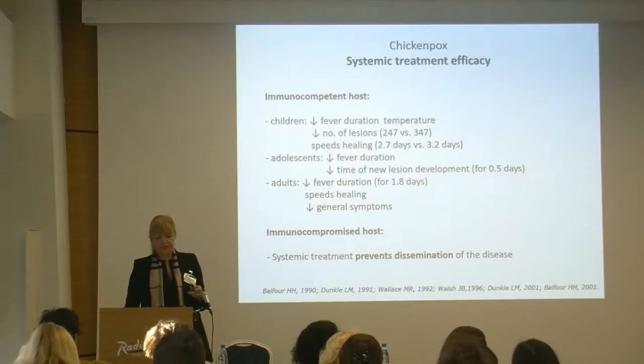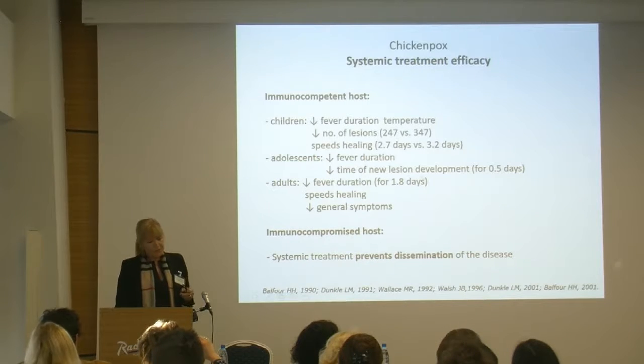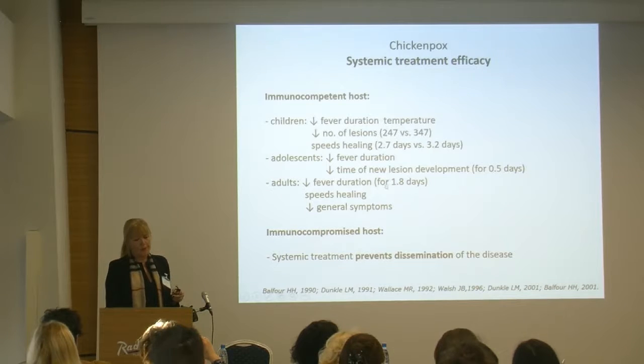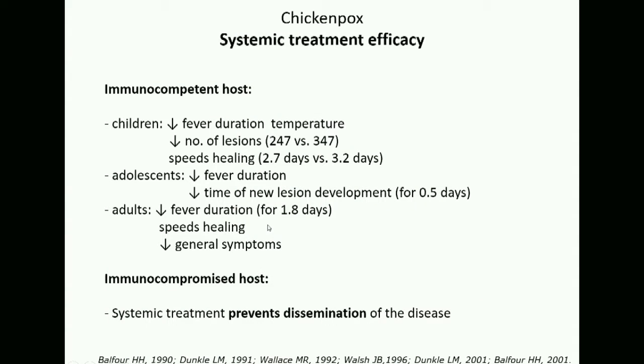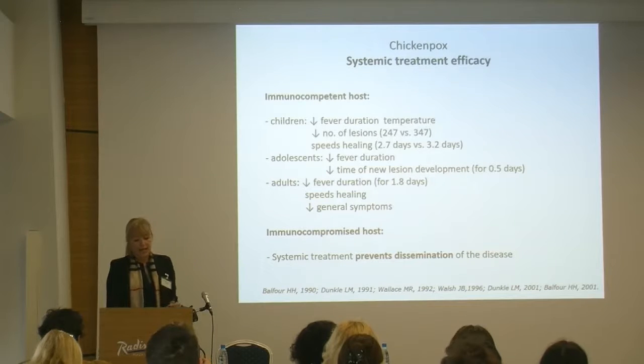So what's the efficacy of systemic treatment in chickenpox? Importantly, in immunocompetent patients, it shortens the duration of the disease and the symptoms and signs. However, very importantly, in immunocompromised patients, several studies have shown that systemic treatment prevents dissemination of the disease, which is really one of the most important indications in this case.